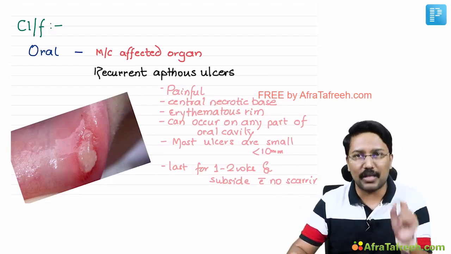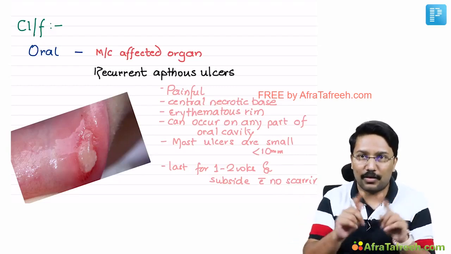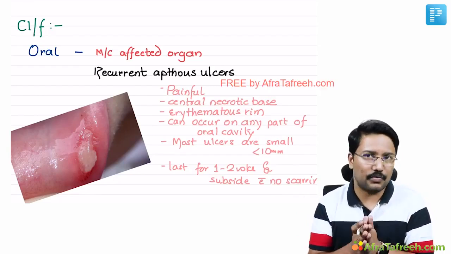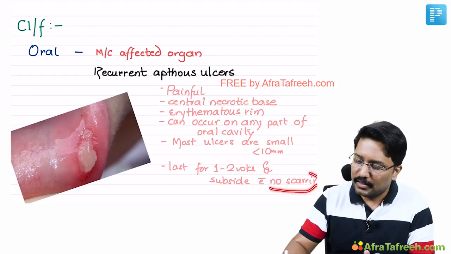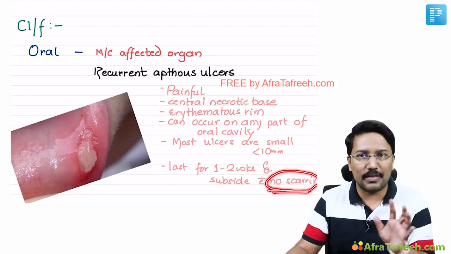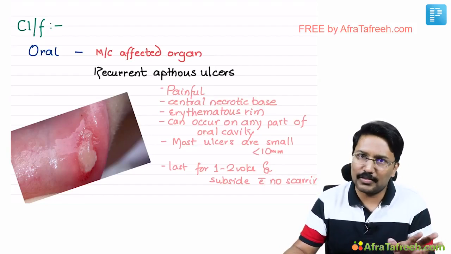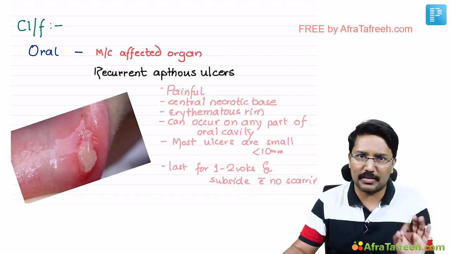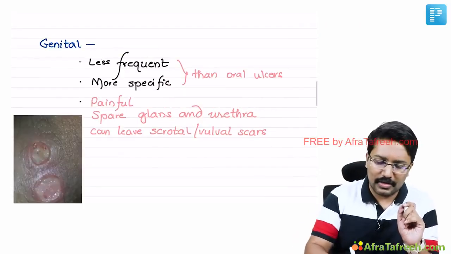So here the ulcers are shallow. They're not very deep. They're not very wide, right? Less than 1 centimeter or 10 millimeter. Depth is also not very large, and they heal within 1 to 2 weeks of the onset without leaving behind scars. That is about oral ulcers, right? And any part of the oral cavity can be affected. So basics are clear. Now, coming to genital ulcers, right?